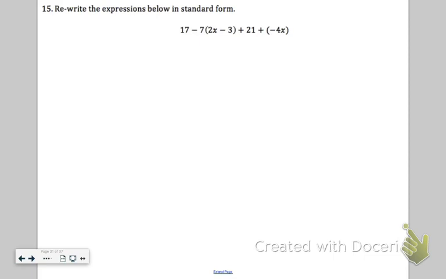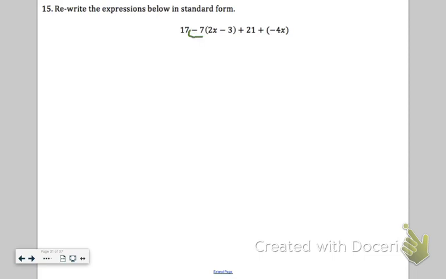So if I look at it left to right, I have 17 minus 7 times 2x minus 3 plus 21 plus negative 4x. The most common thing students want to do first here is look at that 17 minus 7 and combine that. Forget everything else, right? If you did that first, you made a mistake. You did not follow your order of operations. 17 minus 7 cannot be done before I handle that multiplication there.